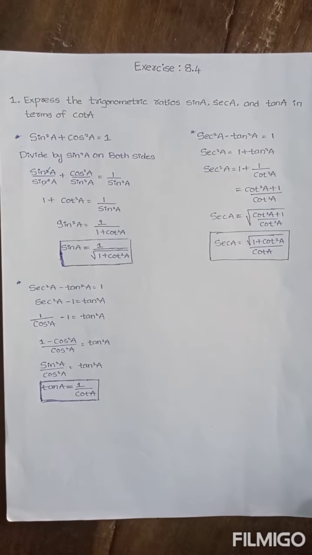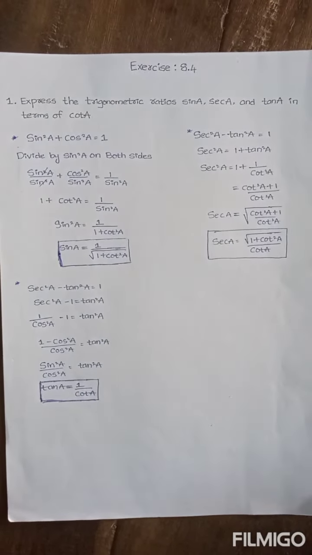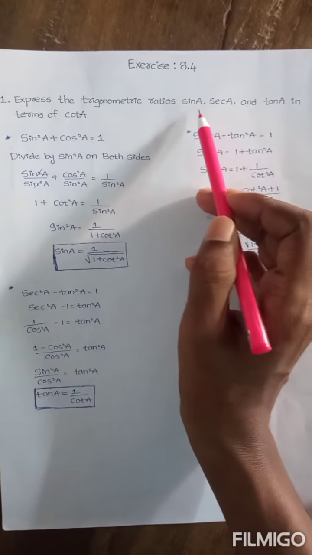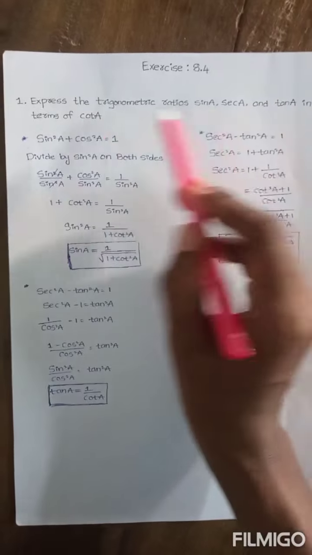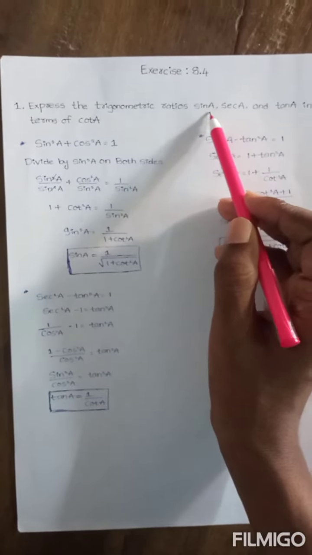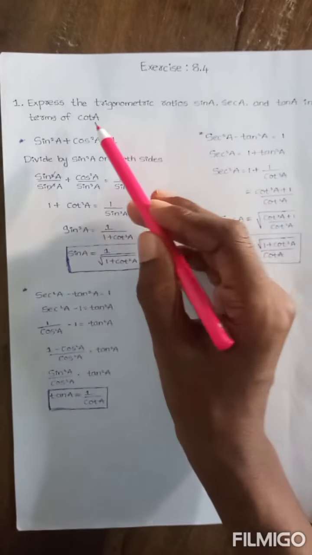In this video, we are going to see the problems from exercise 8.4. First one: express the trigonometric ratios sin A, sec A and tan A in terms of cot A, which means here we need to define sin A, sec A and tan A in terms of cot A.